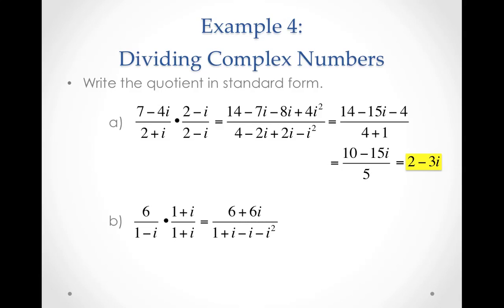Now on the top, I just need to distribute the 6 through the 1 plus i to get 6 plus 6i. In the denominator, if I FOIL, I recognize that the i and the negative i will cancel. The i squared will become negative 1, and I'll end up with 1 plus 1, which is simply 2. So now if I divide both the 6 and the 6i by 2, I end up with a final answer of 3 plus 3i.